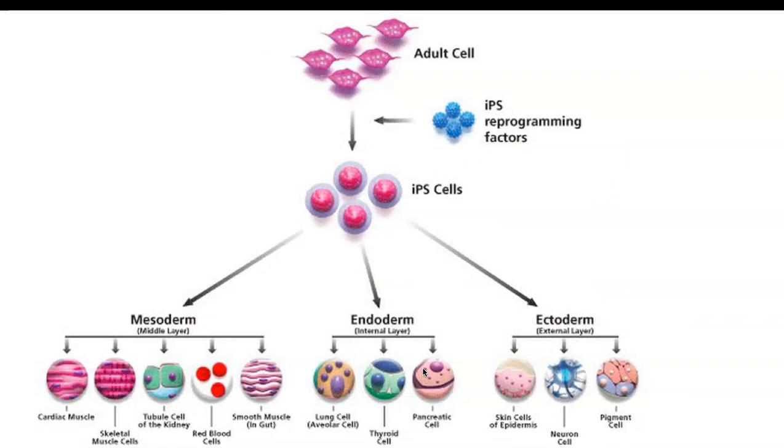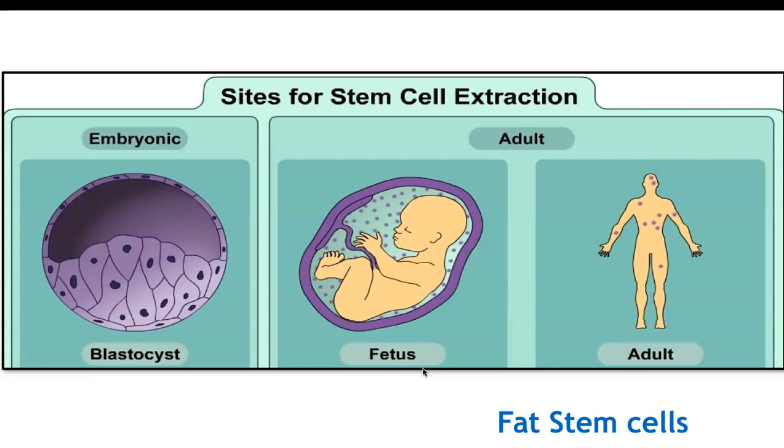So these adult cells, or you can say pluripotent cells, are reprogrammed. They can be induced, and when induced, they will develop first of all into three layers: the mesoderm, the middle layer, the endoderm, the internal layer, and then the external layer, the ectoderm. Ectoderm forms different types of cells. Endoderm forms different cells like lung cells, thyroid cells, pancreatic cells. Mesoderm, the middle layer, forms cardiac muscle, skeletal muscle, tubule cells of the kidney, red blood cells, smooth muscles, etc. Right.